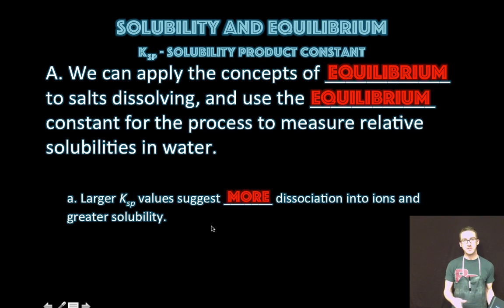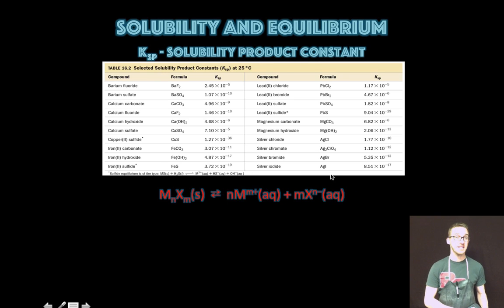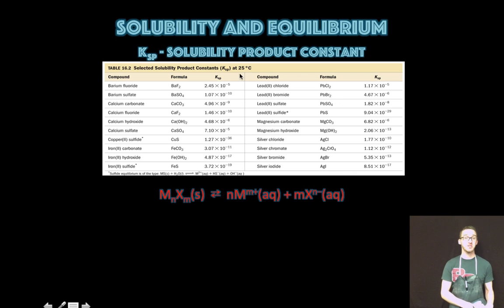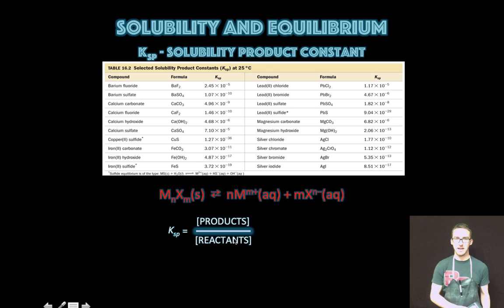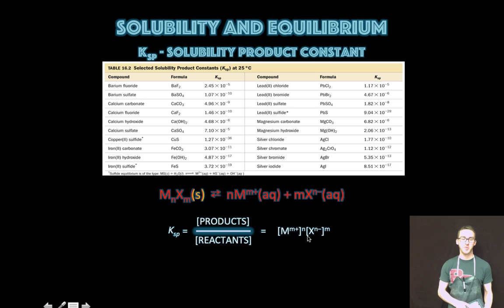in water. Now, what do the relative sizes of KSP tell us? The larger the KSP value suggests more dissociation to ions and greater solubility. As I take a look at this table of solubility product constants for some common ionic salts, recognize that KSP, as any equilibrium constant, is defined as the concentration of products over the concentrations of reactants. But keep in mind, our reactants are solids and therefore don't really take part in the KSP expression. So the general expression for KSP focuses on just the concentrations of your product, your aqueous ions, raised to their coefficients in the balanced chemical equation.